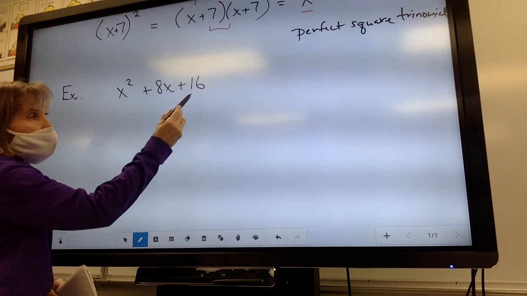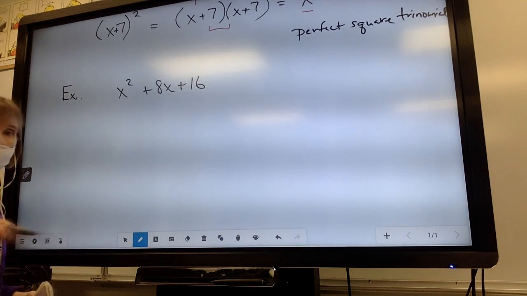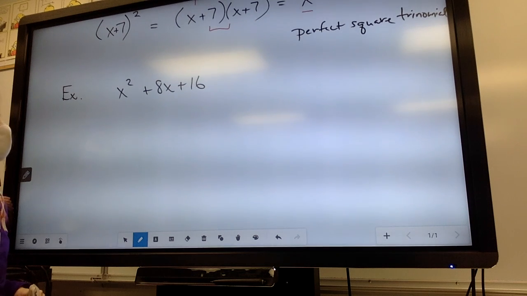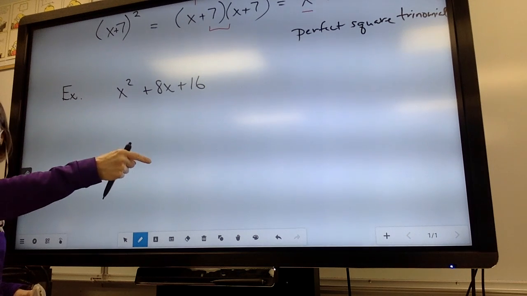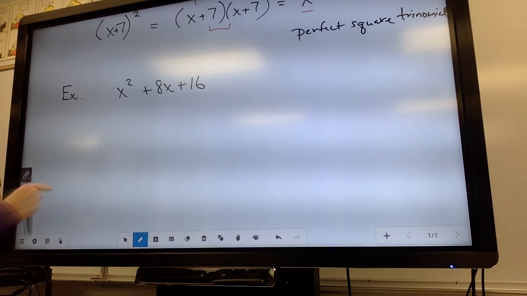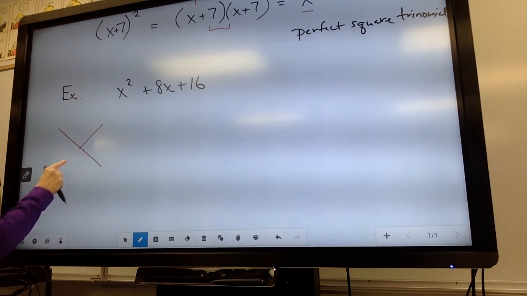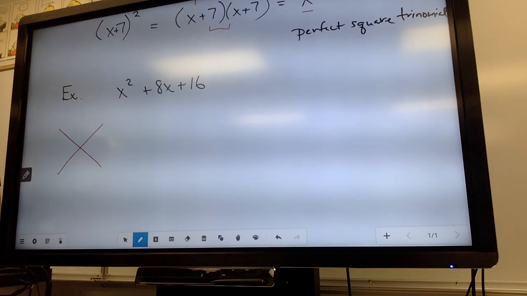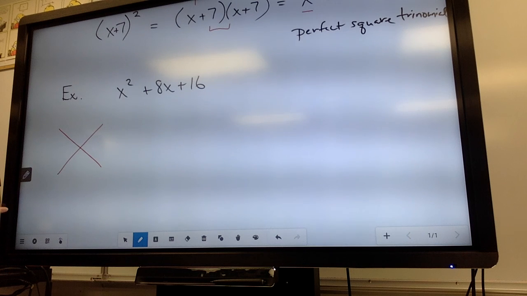And the number 16 is a perfect square. What value times itself gives me 16? 4. So if I know the pattern, I could factor this. I could just tell you what the answer is. But what I'm going to tell you is, let's just keep doing the X until we get the hang of this. Until we start to recognize patterns, we can still use the X method.